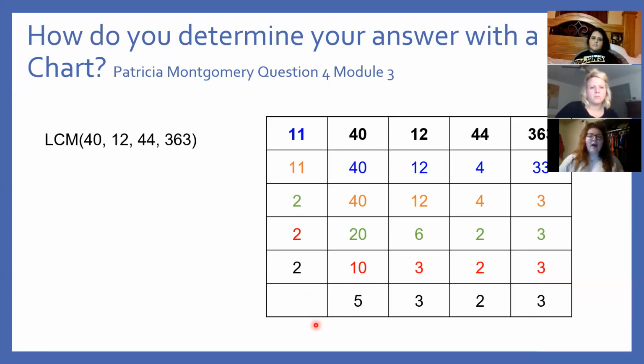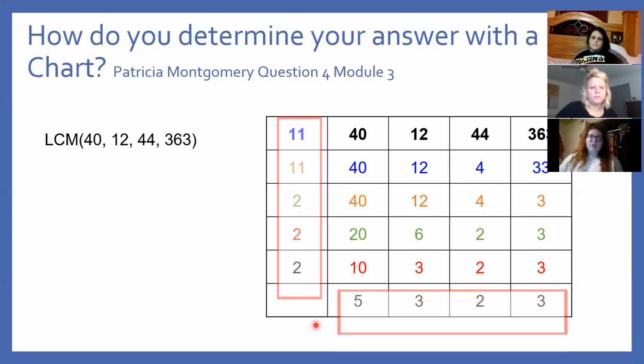So for like this one, you can see that you have 4 2s. So you're going to do 2 to the 4th. And then you have 2 3s. So it's 3 to the 2nd. And then 1 5. So 5 to the 1st. And then 2 11s. So 11 squared. And that way it'll equal up your least common multiple.